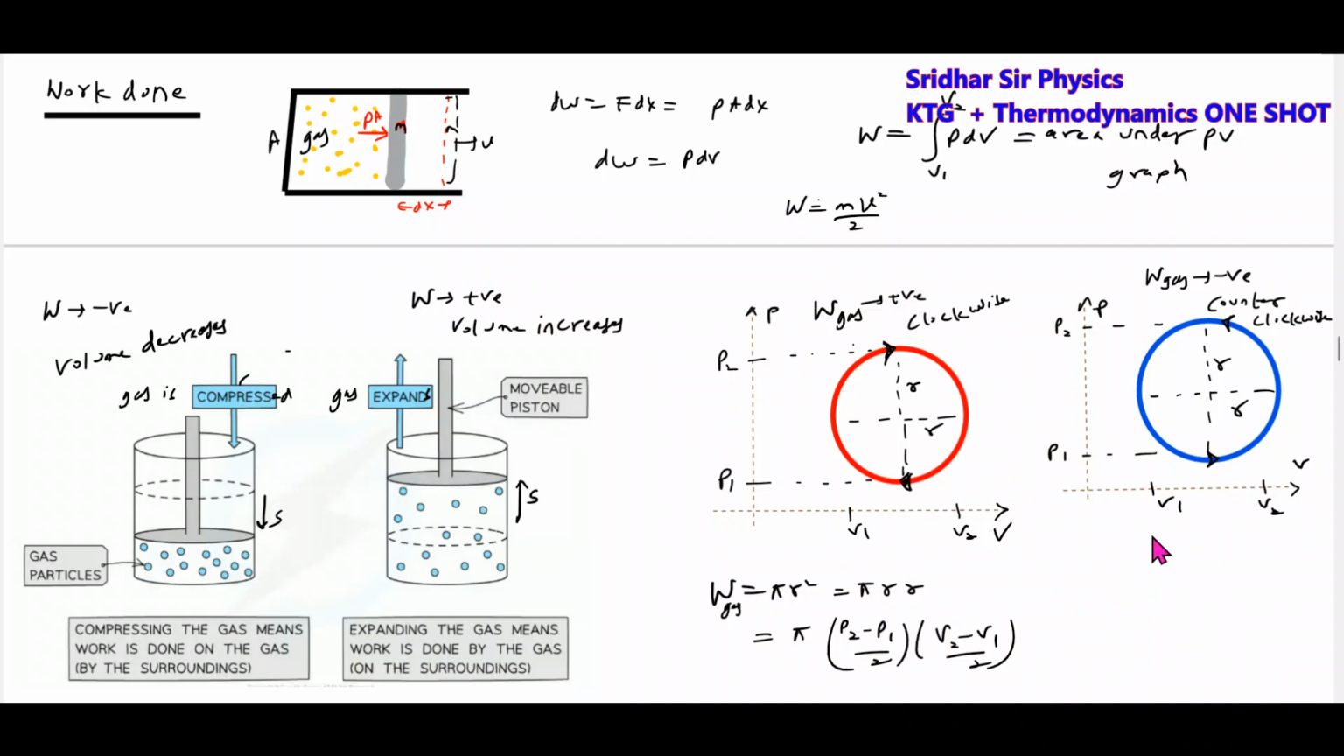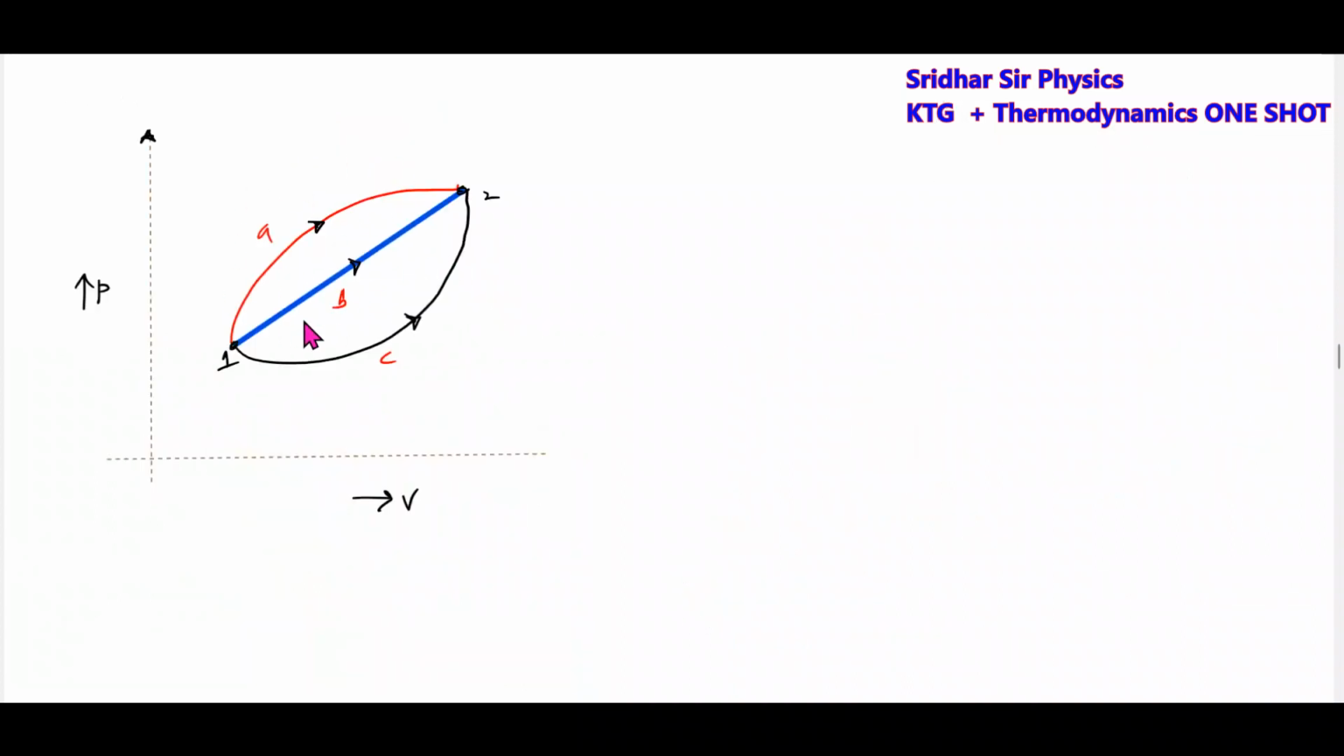Here also the same formula for the work done by the gas, minus pi (P2 minus P1)(V2 minus V1) by 4. Why negative? Counterclockwise. Clockwise cyclic process, work done positive; counterclockwise will be negative. These are the first law of thermodynamics basics you should understand. And work done depends on path. We'll discuss in detail all the three quantities we have studied here.